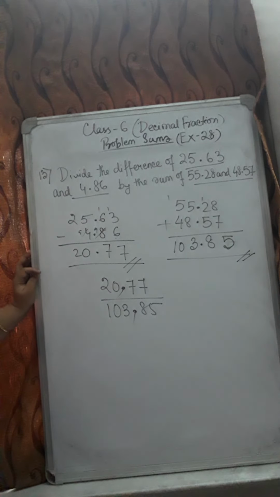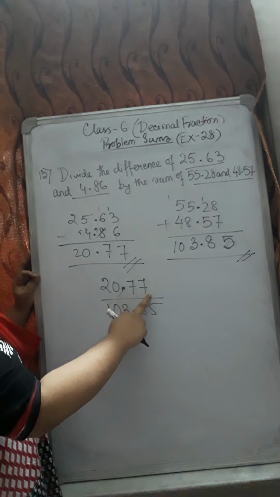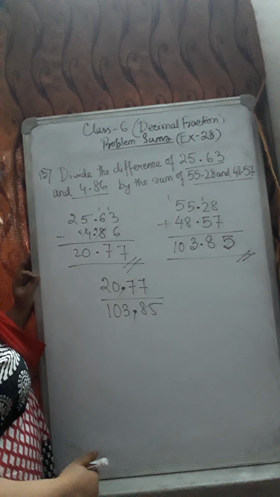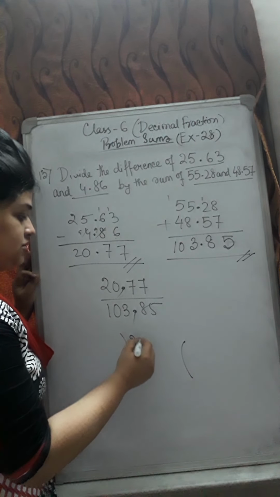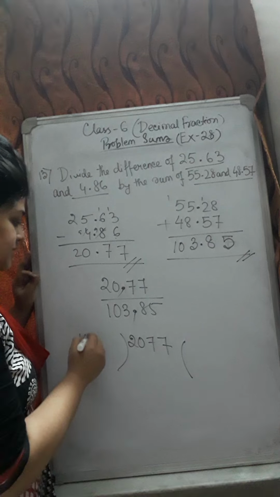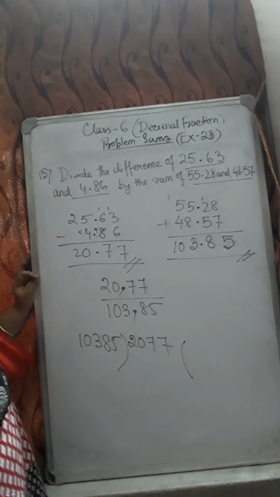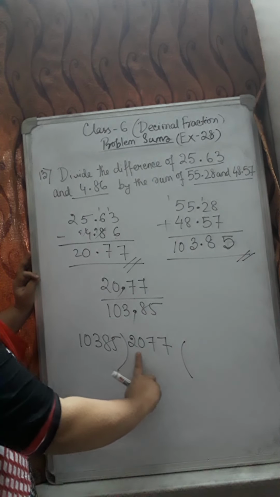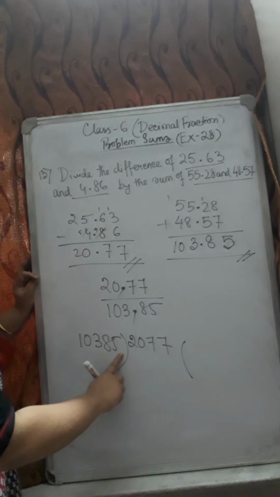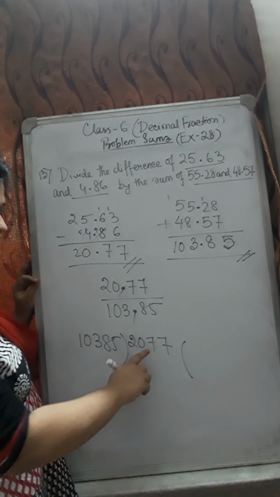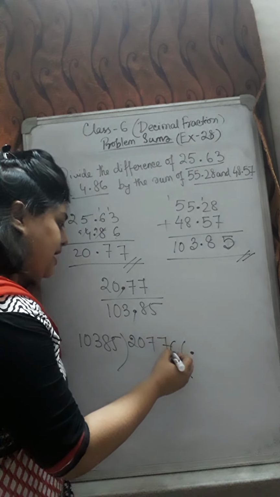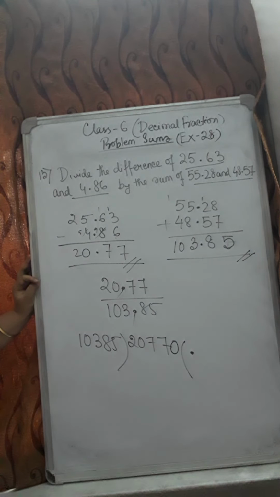So you have to just divide 2077, only think about the number, by 10385. So I have to divide 2077 by 10385. Now can you divide this number with this? Not possible, because this is a 4-digit number and this is a 5-digit number. In order to be divisible, it has to be a 5-digit. So we are taking a point and adding a 0 in order to convert the number into 5-digit, then only we can divide.